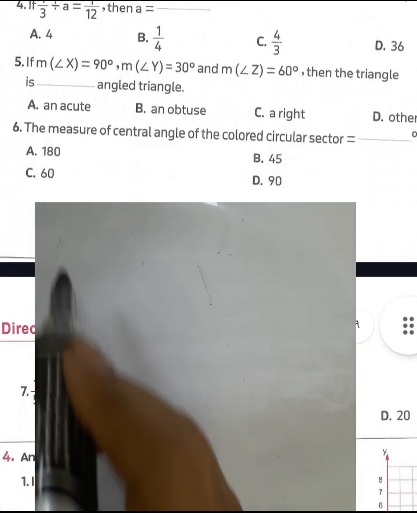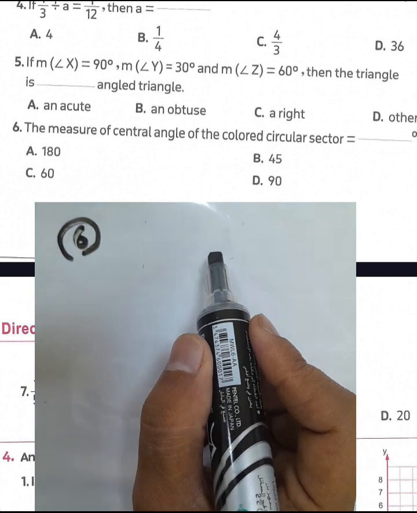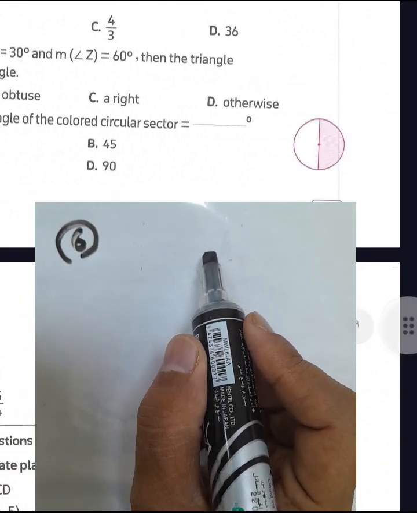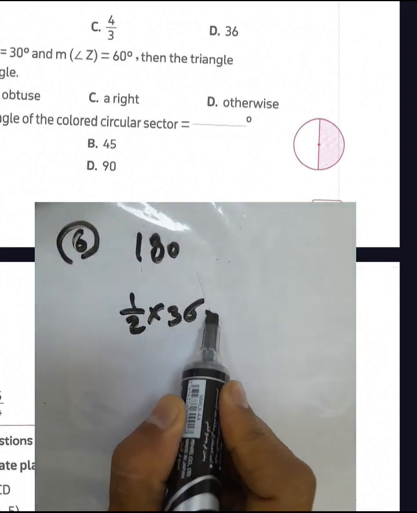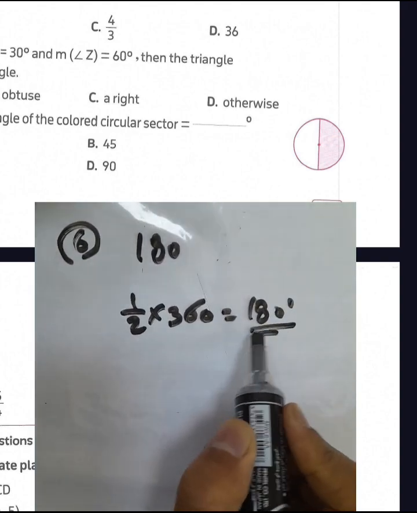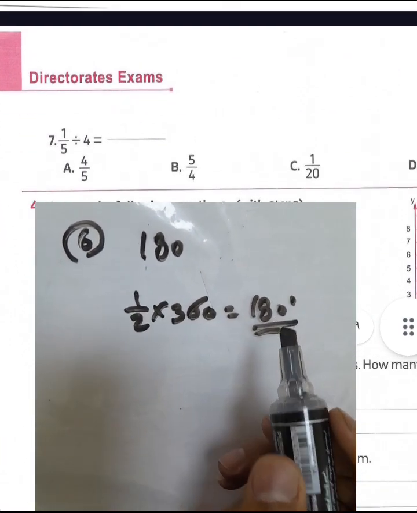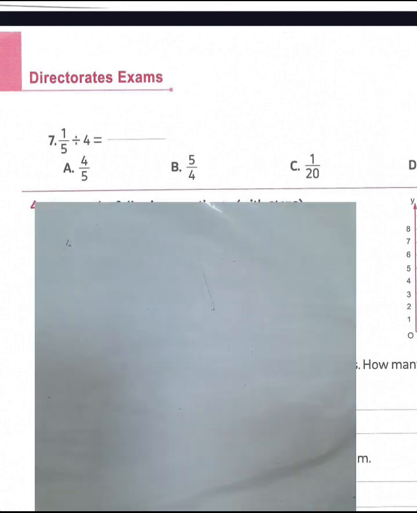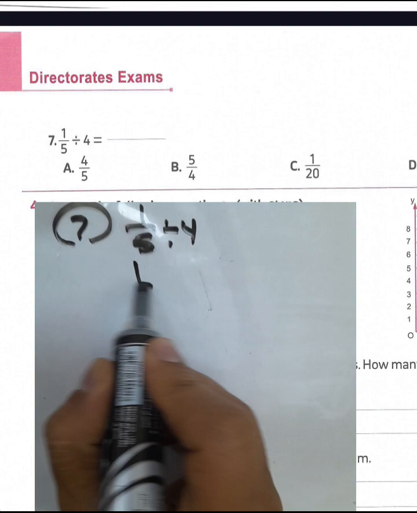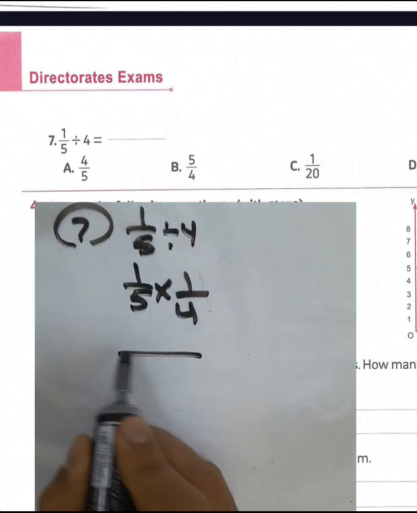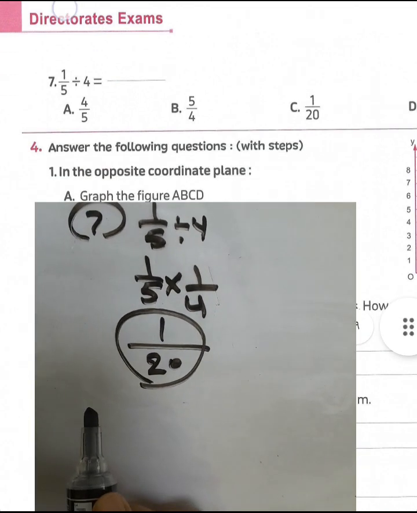Question number 6. The measure of the central angle of the colored circular sector here is half. Half of 360 will be 180 degrees. Next question, 1 over 5 divided by 4. You can convert from division to multiplication. Write the reciprocal of the second term here. Write 1 over 5 multiplied by 1 over 4. 1 times 1 equals 1, 4 times 5 equals 20, then the result will be 1 over 20.